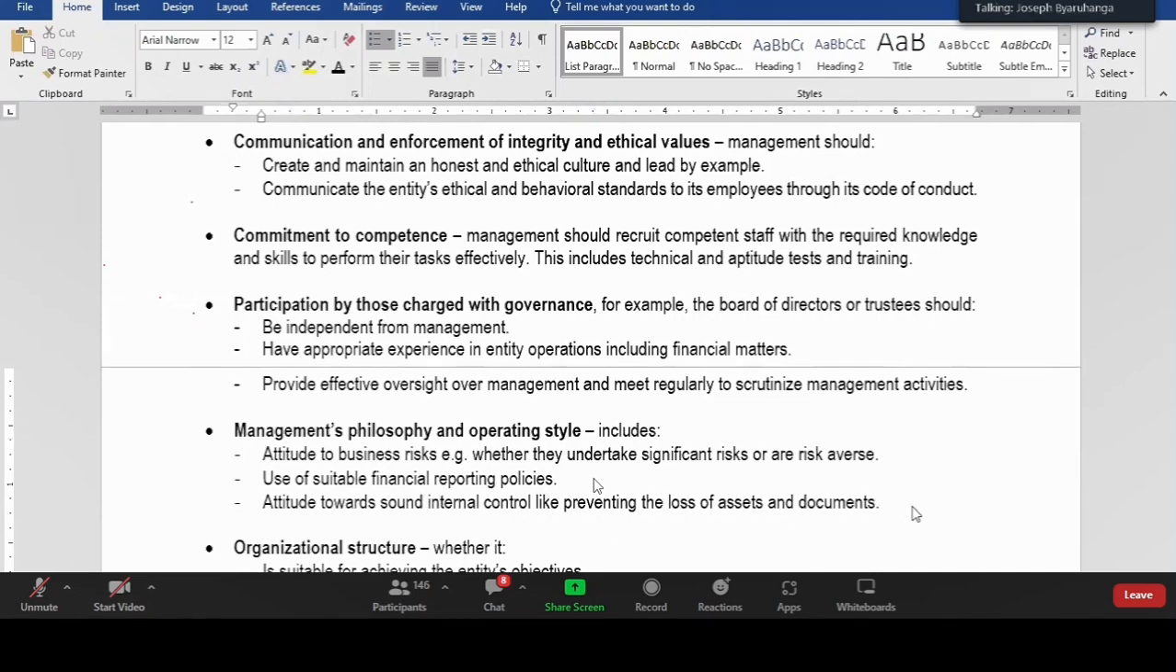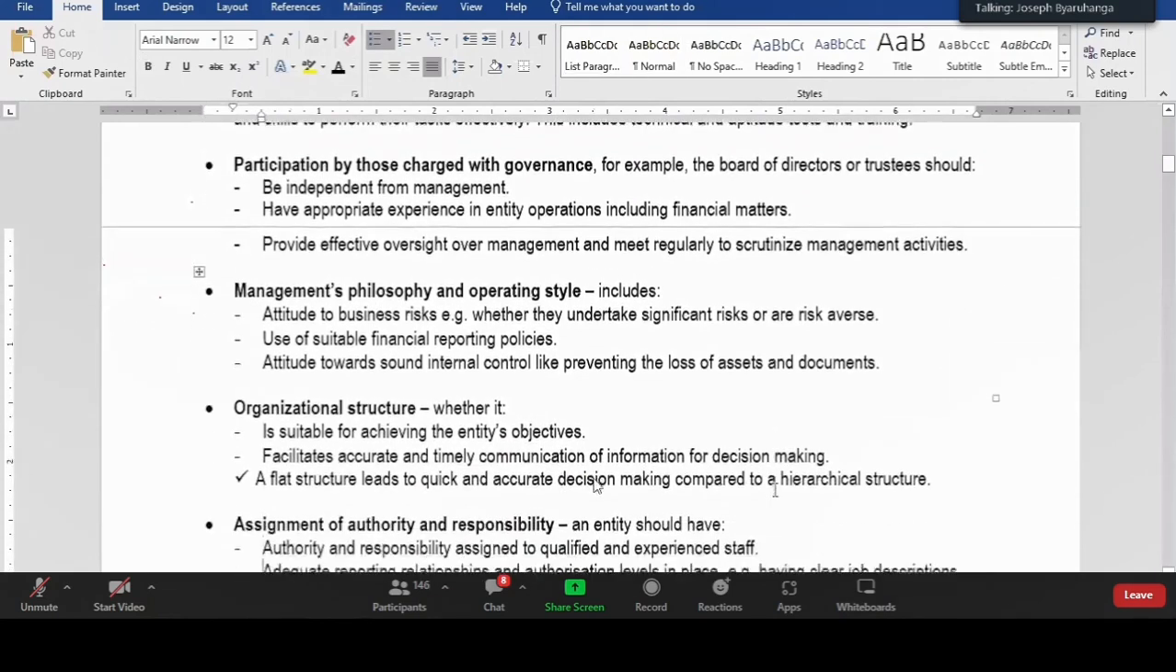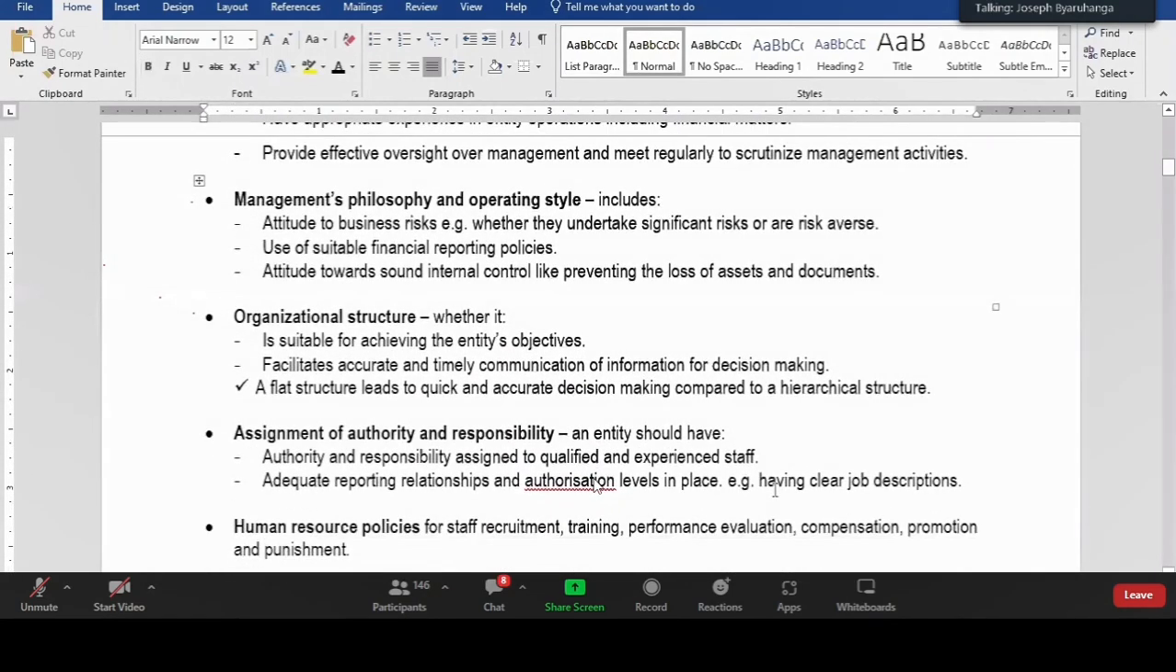So that's what, and then structure. What structure do we have? The auditor has to look at the structure. Is it suitable in achieving the entity's objectives? Does it facilitate accurate and timely communication? And does it improve decision making?